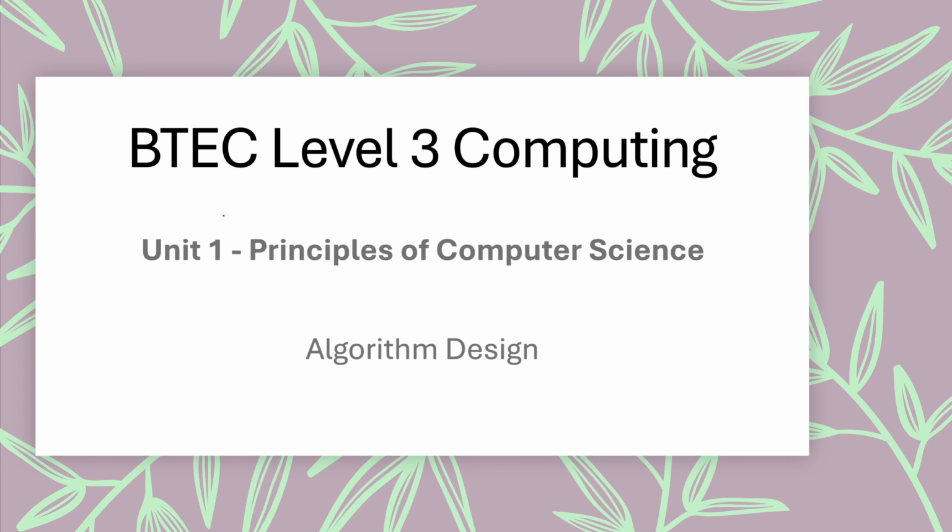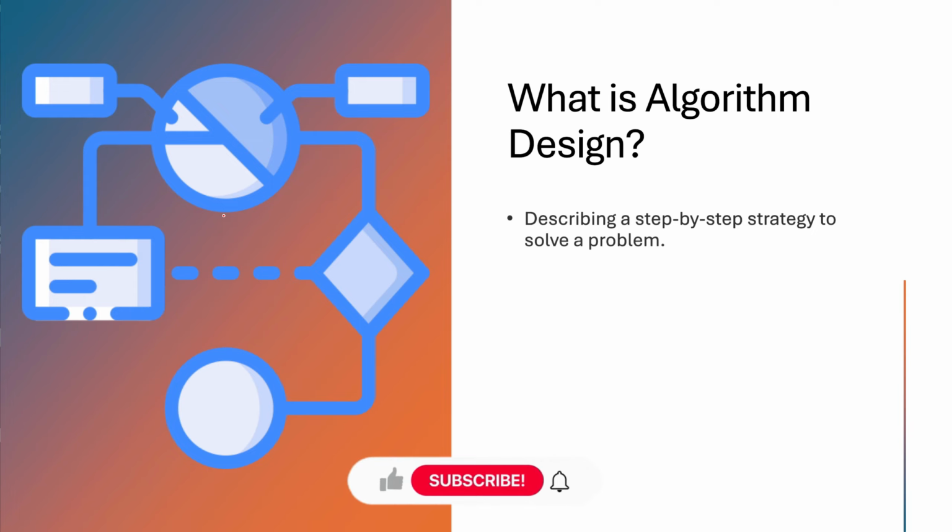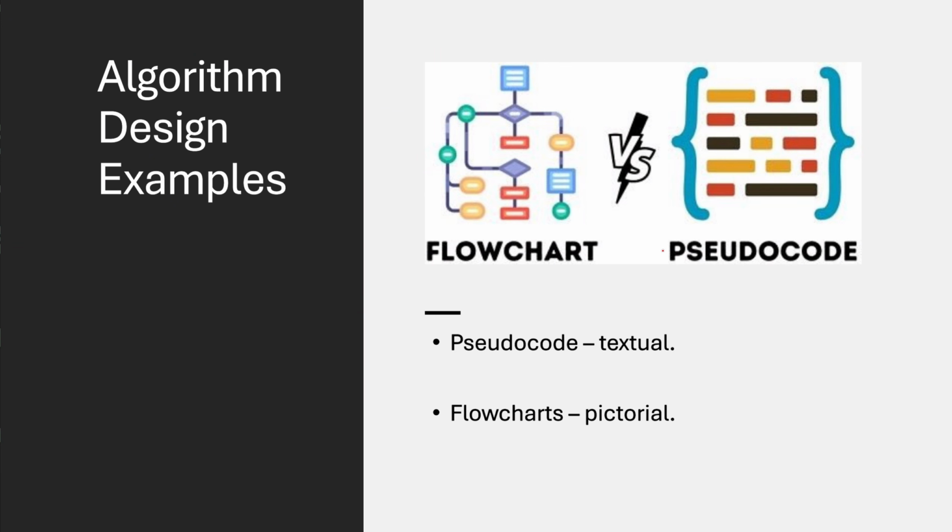Welcome back, still on Unit 1, and this PowerPoint is going to be about algorithm design. What is algorithm design? Describing a step-by-step strategy to solve a problem. So it's the same as saying algorithms, they just label it algorithm design because you need to know how to design an algorithm. Again, the two main types of algorithms that we'll be using in this one are pseudocode and flowcharts. Pseudocode is a textual description of the logic that needs to be followed, whereas flowcharts is a pictorial, so a picture describing the logic that needs to be followed.